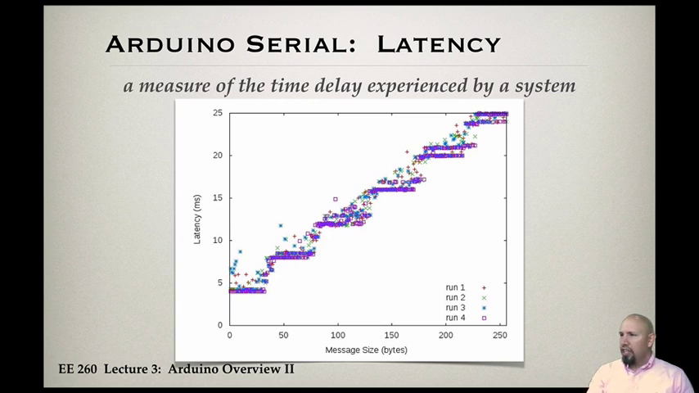I didn't generate this plot, but whoever did basically did a number of runs. They chose a message of size 0, 1, 2, 3, all the way up to 250 bytes, and they did it several times. So there were more than 1,000 messages sent in generating this plot. That is basically what this comes down to.